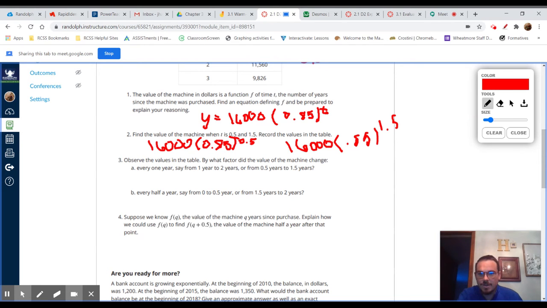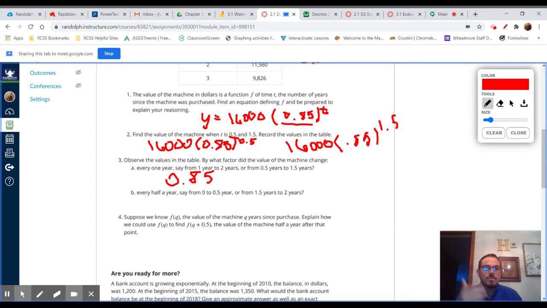If I look here at number 3, it says observe the values in the table. By what factor did the values of the machine change? So when it's saying that, you want to find this value of b we found before, that 0.85, but now they're going to change it up because that was per year. This says for every year, say from year 1 to year 2, or from 0.5 to 1.5. Now that should remain the same, 0.85. We already found that factor, right? 0.85 or 85%. That's every year.